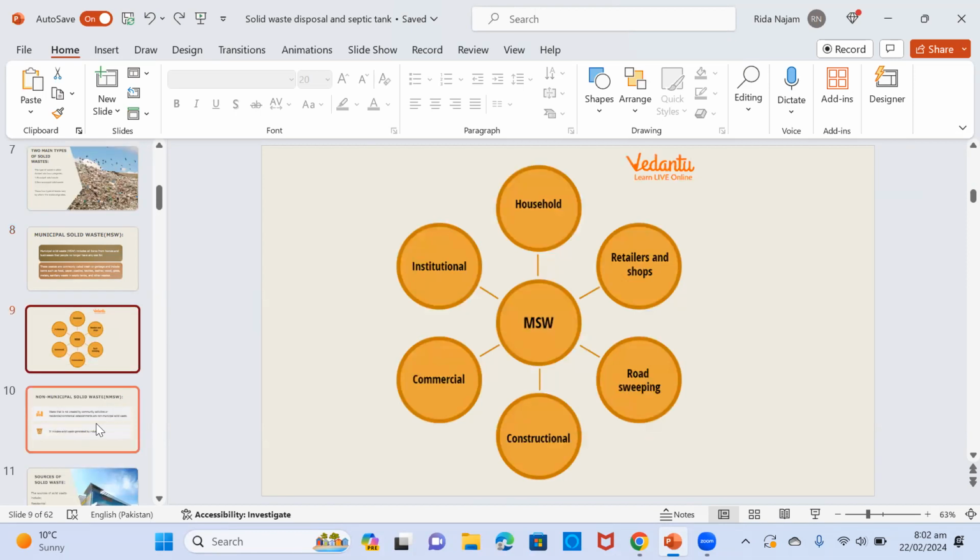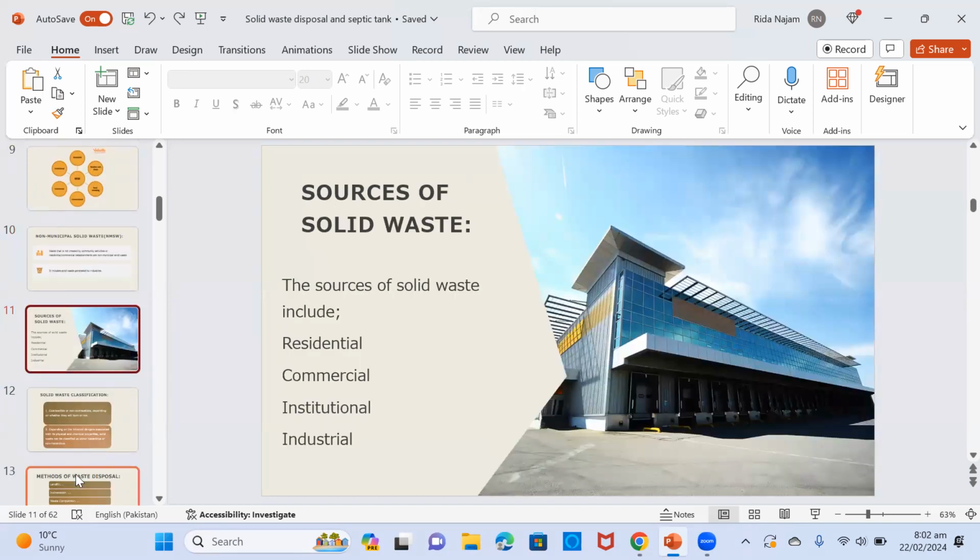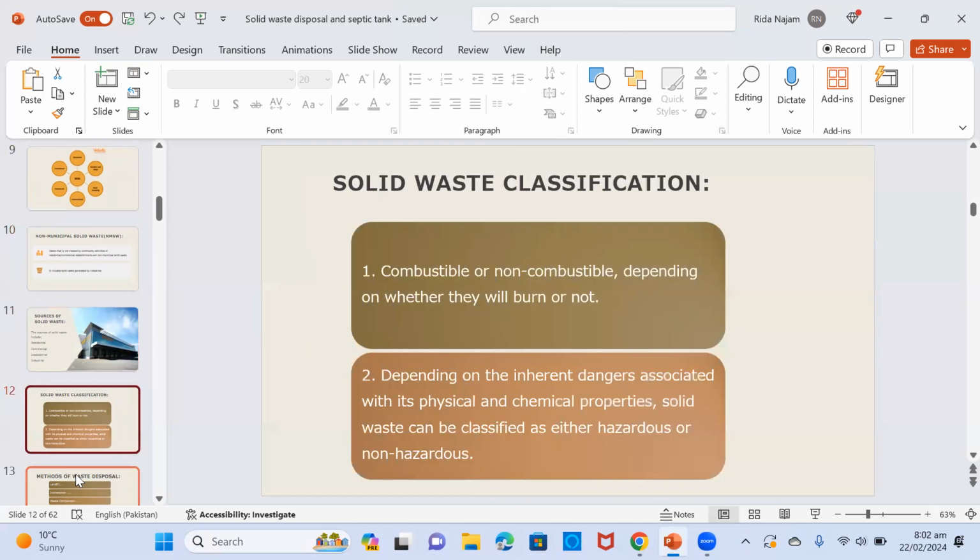So basically, this is a picture representation of what municipal solid waste includes. This includes household, retailers and shops, road sweeping, commercial, or institutional. Non-municipal solid waste is waste that is not created by community activities or residential and commercial establishments, and includes solid waste generated by industries. Sources of solid waste include residential, commercial, institutional, and industrial sources.